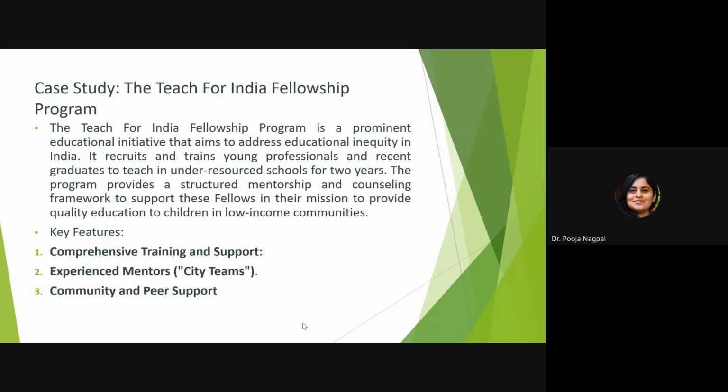So there is one more case study, an India fellowship program, that was the Teach for India Fellowship Program. The Teach for India Fellowship Program is a prominent educational initiative that aims to address educational inequity in India. It recruits and trains young professionals and recent graduates to teach in under-resourced schools for 2 years. The program provides a structured mentorship and counseling framework to support these fellows in their mission to provide quality education to children in low-income communities.